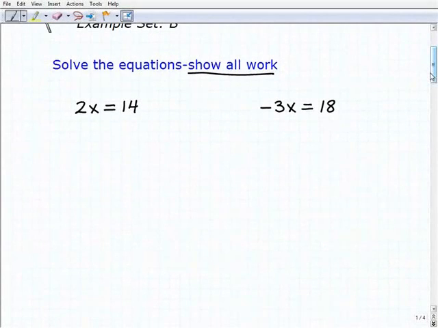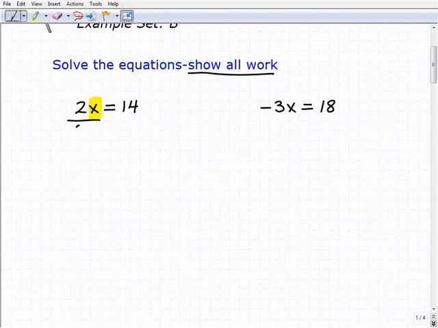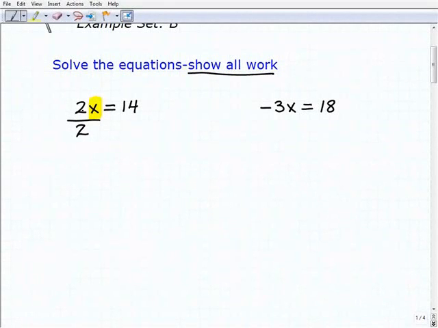So our first one is 2x equals 14. Now what does that mean, 2x? Well, that means multiplication, so that means 2 times x. If I want to get the x by itself, I have to use the inverse operation of multiplication, which is division. So I'm going to divide both sides of the equation by 2. The reason I'm doing this is because I want to get x by itself. I want to isolate the variable.